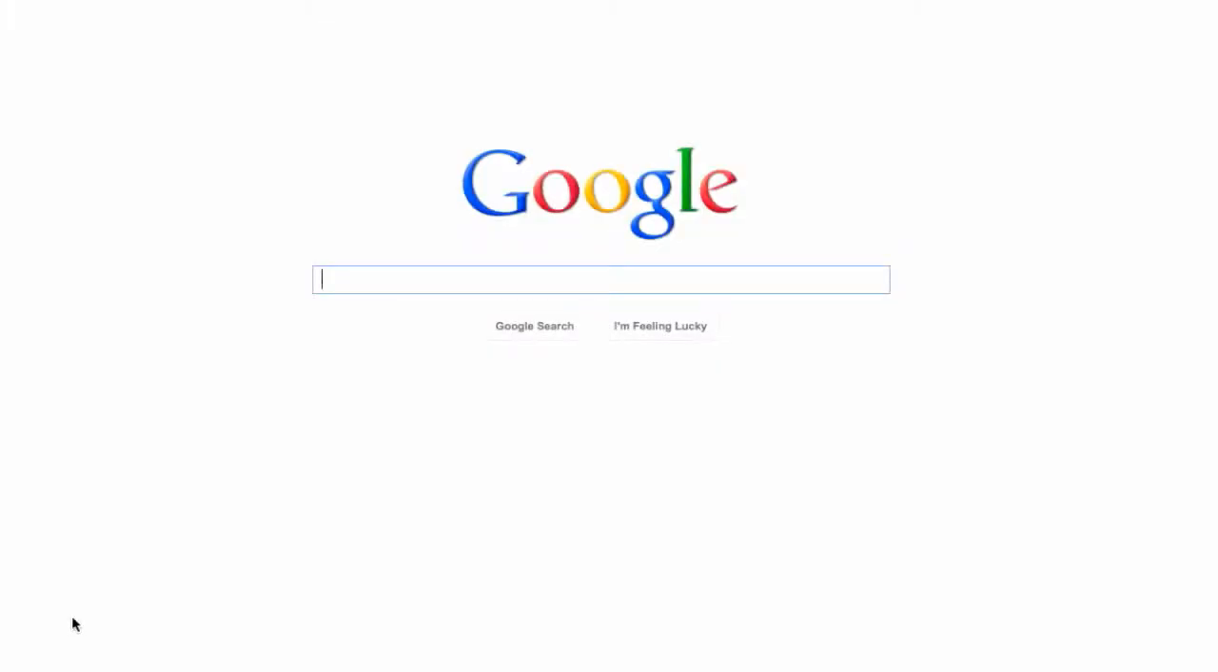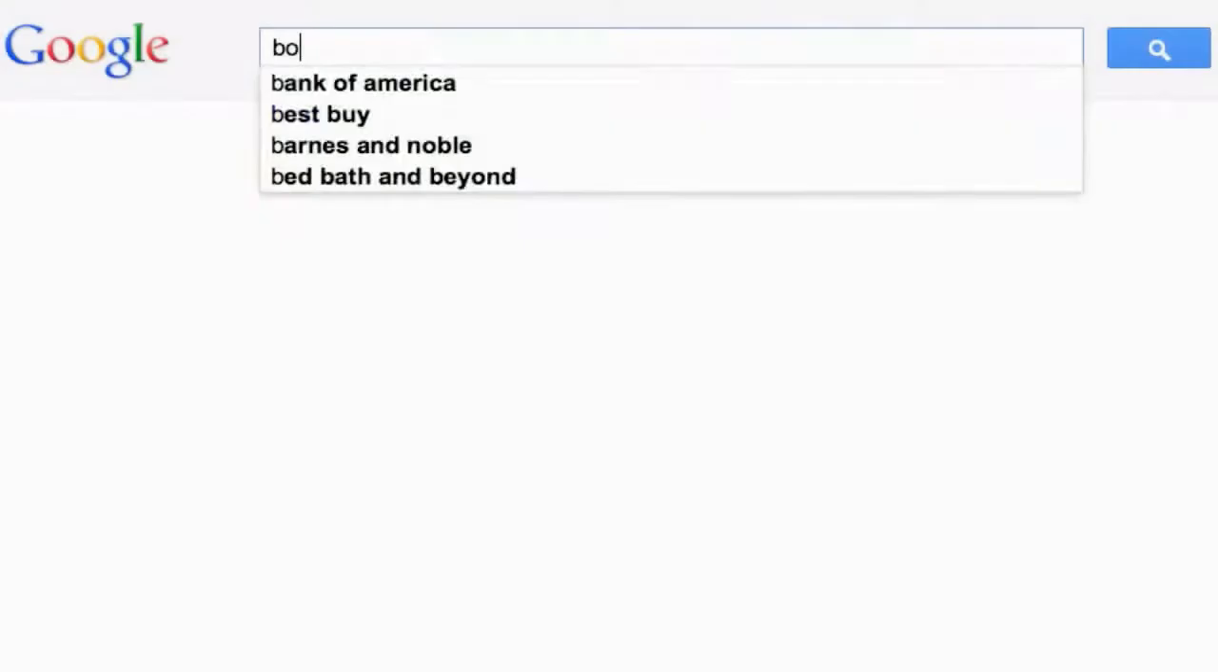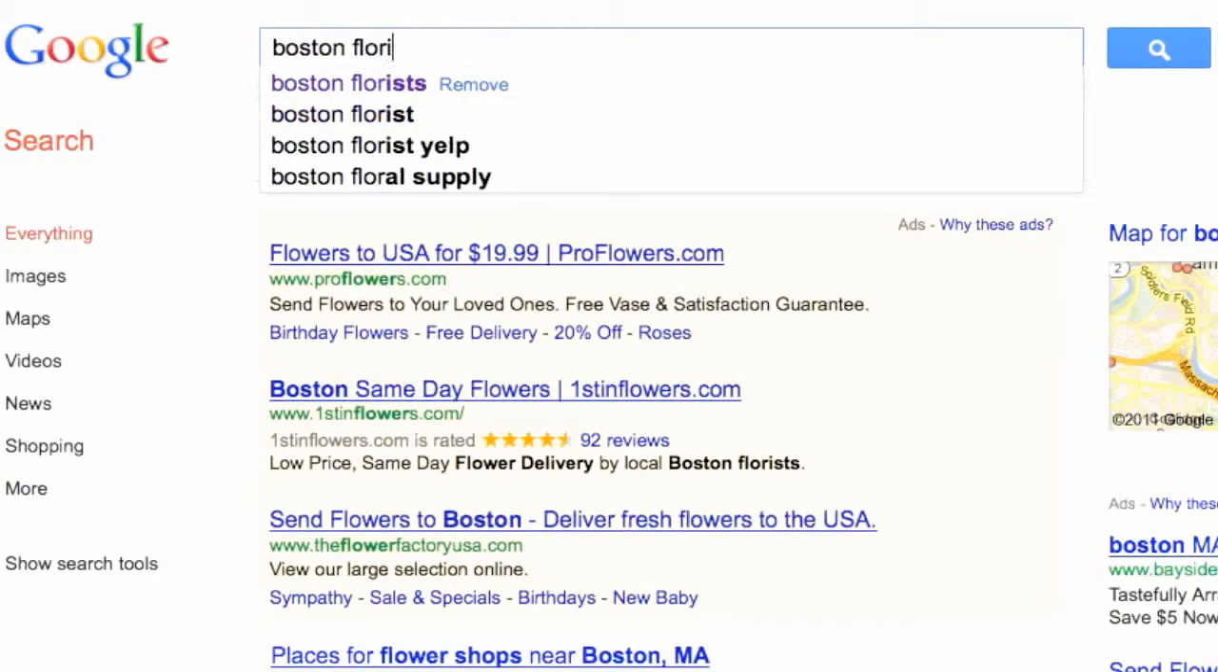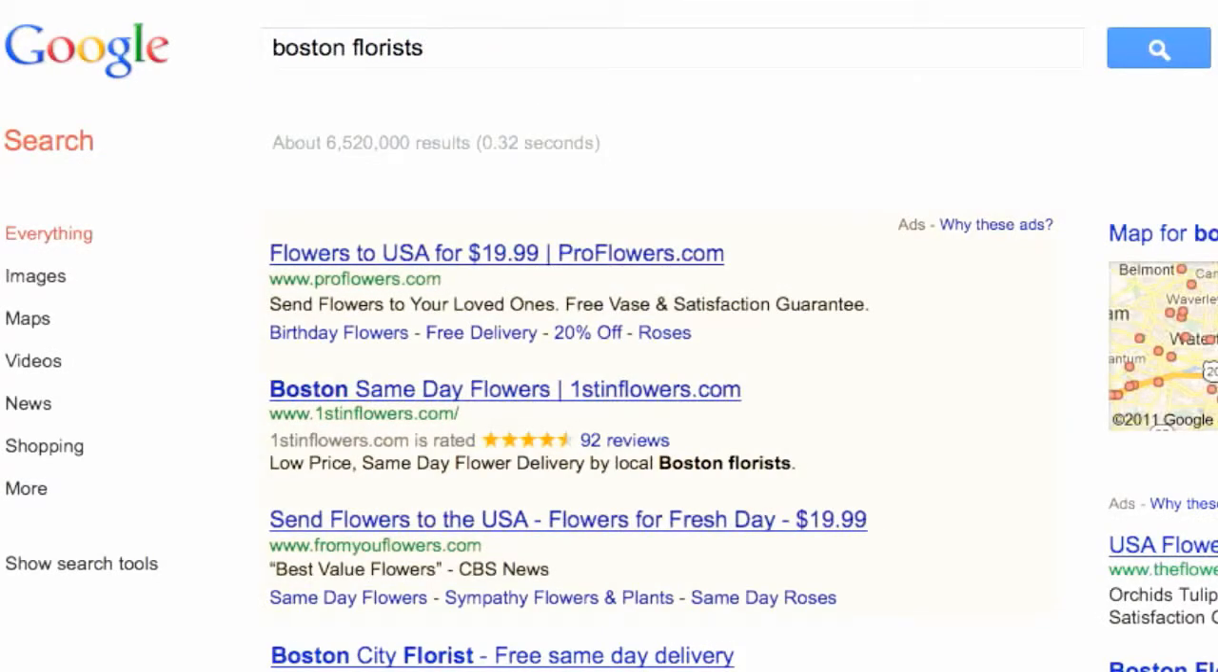Let's put this into action. Say you're a local florist in the Boston area, and of course you want people to find you when they search for Boston florists. Let's type in Boston florists and see what Google gives us. Now one can ignore these featured ads for the moment. Those are only there because those businesses paid good money to rent Google ad space.